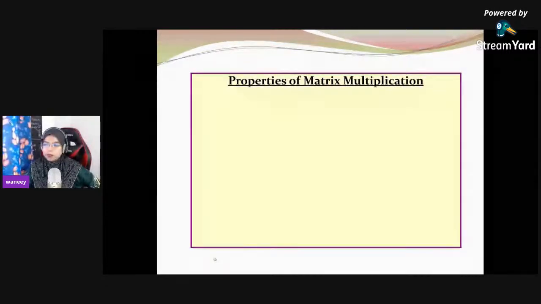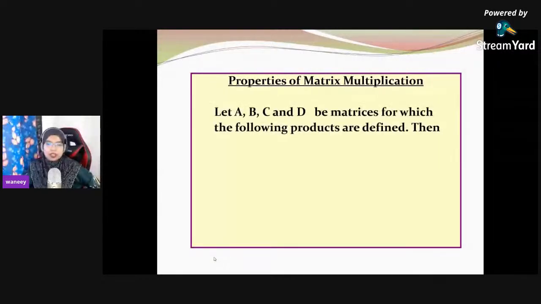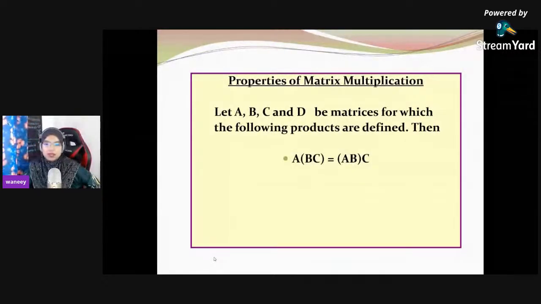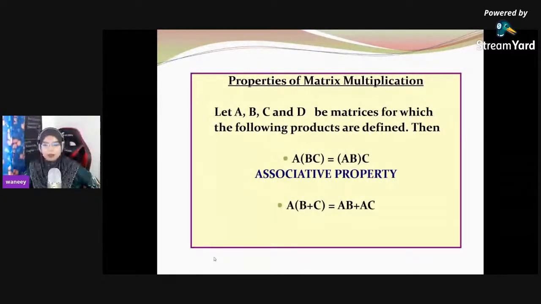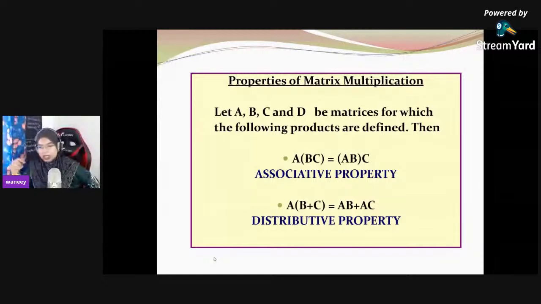So these are a few properties of matrix multiplication. So if A, B, C, and D are matrices for which the following products are defined, then if let's say we have A times B times C, you can actually do A times B first before you times them with C. So this is the associative property. And then A times B plus C, so you can actually distribute them, or sometimes it seems like expand. So A times B plus A times C.